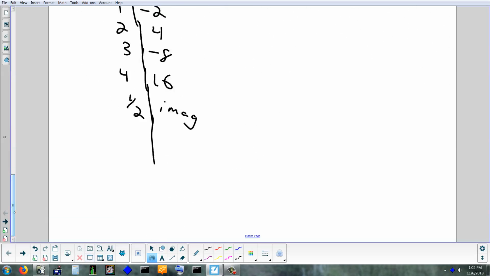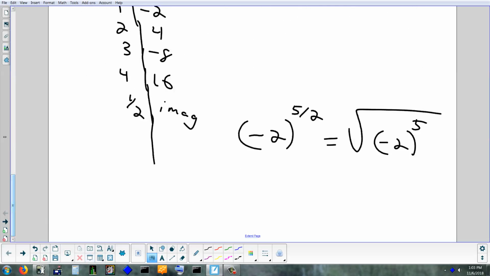Like if you tried to raise -2 to the 5/2 power, that means -2 to the 5th, and then take the square root of it. So the way I remember it is I block that part out and say, it looks like -2 to the 5th, and then whatever you divided by, that's your root. Well, without even doing it out, what's a negative number to an odd power?